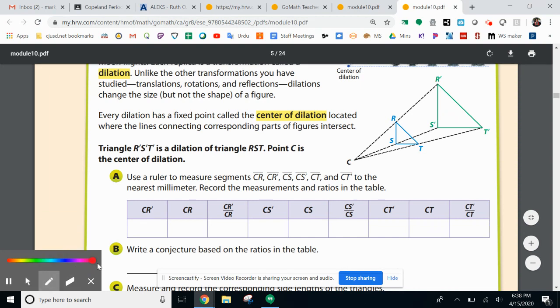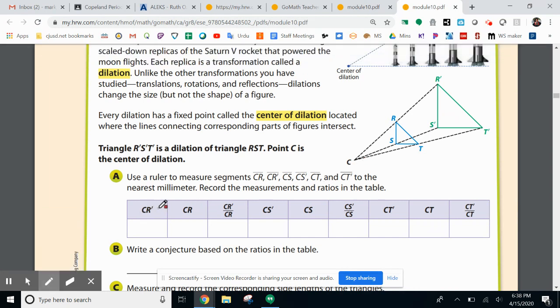So what this table is asking us to do is to measure these distances and figure that out. So if I try to measure this out, CR, well, actually, this is CR prime. So CR prime goes all the way from here to here. And using my magical ruler, I can tell that that's 5 millimeters. Now, if I try to measure C to R, that's this distance here, that's only 2.5 millimeters.